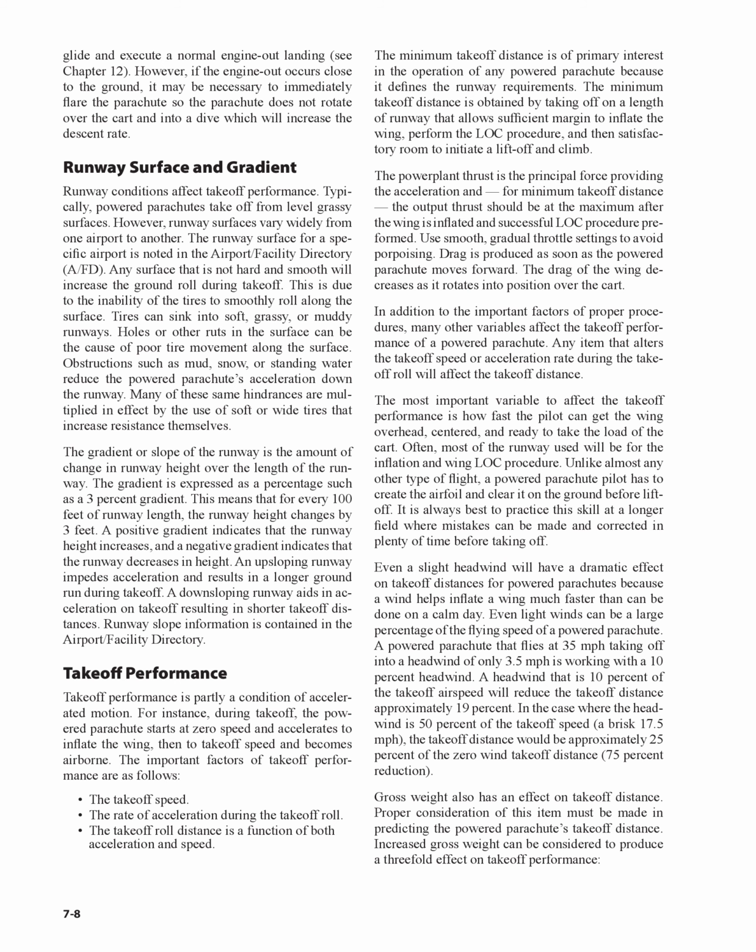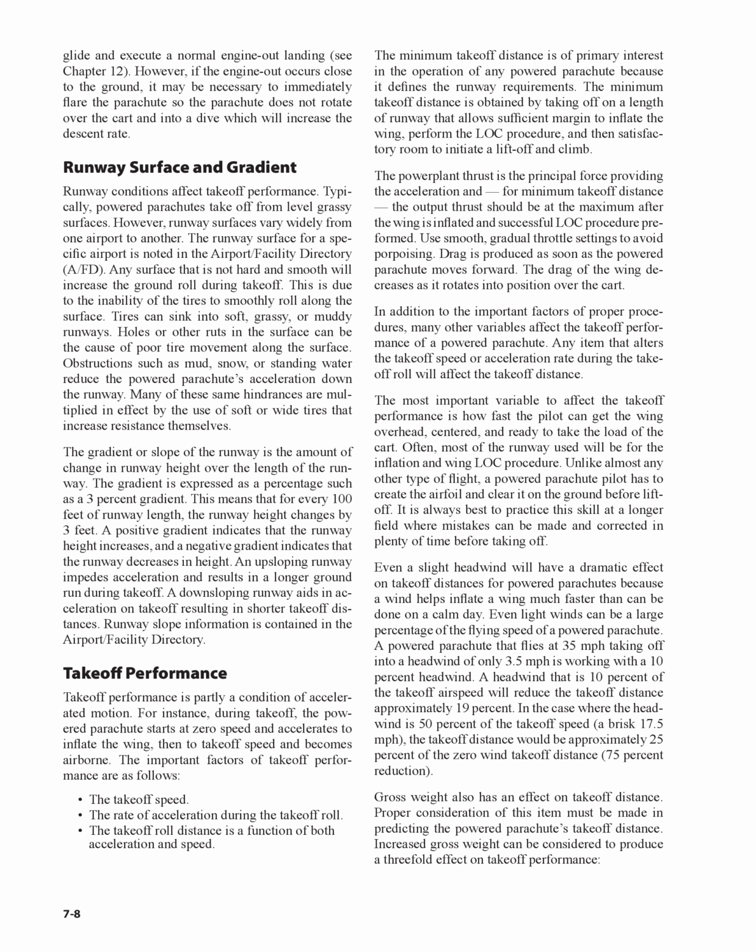Even a slight headwind will have a dramatic effect on takeoff distances for powered parachutes because a wind helps inflate a wing much faster than can be done on a calm day. Even light winds can be a large percentage of the flying speed of a powered parachute. A powered parachute that flies at 35 miles per hour taking off into a headwind of only 3.5 miles per hour is working with a 10% headwind.